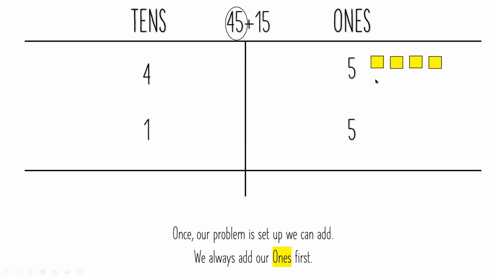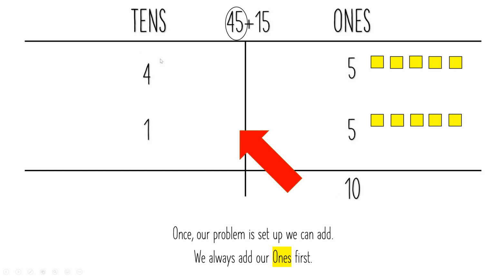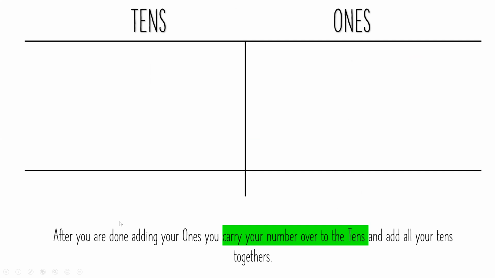So we're using our counters, and we have 1, 2, 3, 4, 5, 6, 7, 8, 9, 10. 10, we can't have a 10 in the ones place. So what we do is we keep our 0 and we move our 1 over to the tens column. So after you're done adding your ones, you carry your number over to the tens and add all your tens together.